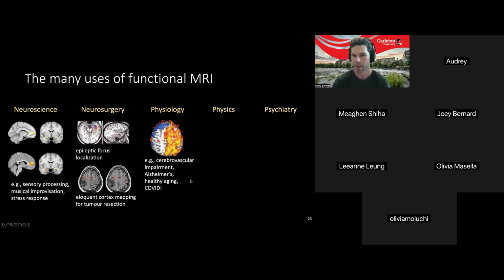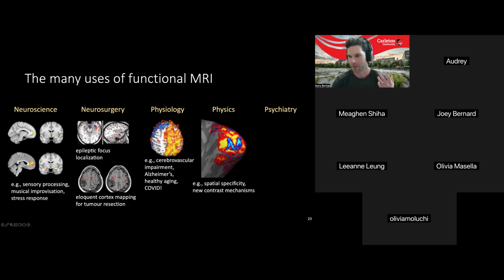We can use fMRI to study brain physiology, looking at cerebrovascular health. This is an extreme example where blood flow is completely occluded to half the brain, and in response to a specific type of stress task for the brain, only half of it activated. But we can study more subtle things, including more subtle cerebrovascular impairment, but also Alzheimer's and dementia, also just how our brain changes with aging, and even COVID. In the last few years, people have been able to do studies of how COVID changes the function of our brain.